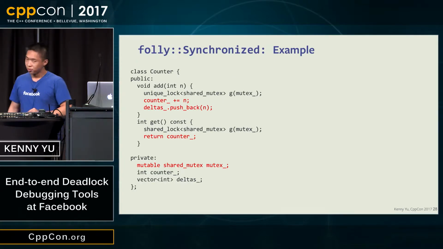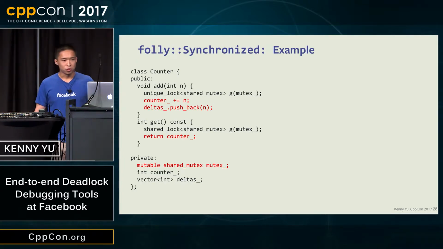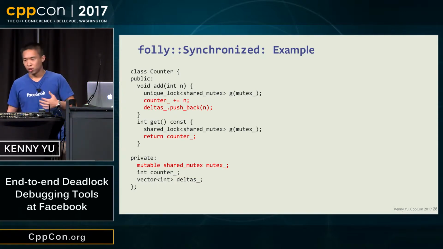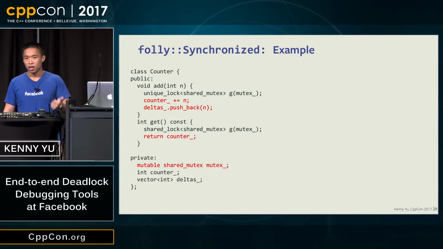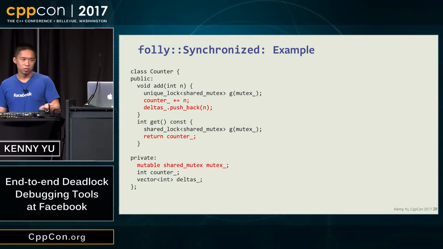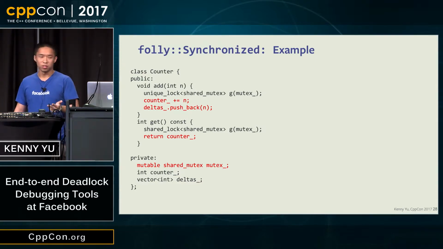So here's an example. The red lines here are the critical sections. Say you're implementing a class that kept track of a counter, so think atomic counter. But also you want to keep track of the history of the deltas that brought the counter to that state. The simplest way you might implement this class is to have a single mutex, maybe a shared mutex, an integer representing the count, and a vector of integers representing the deltas.